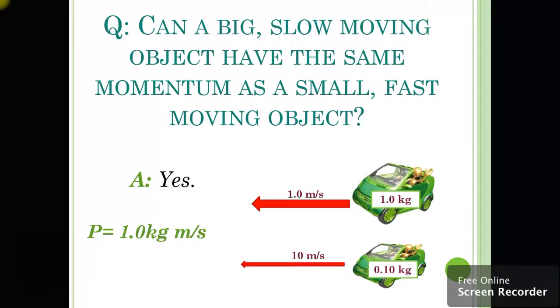Then what? Come on, animation. Oh, I'm not going to wait for that. Can a big, slow moving object have the same momentum as a small, fast moving object? Yes, absolutely. You just have to fiddle with the numbers. So if I've got a 1 kilogram object moving at 1 meter per second, it has 1 kilogram meter per second of momentum. Now, if I cut the mass by a tenth, then I just have to up the speed by 10 times. 10 times 0.1 still equals 1 kilogram meter per second. Capisce?